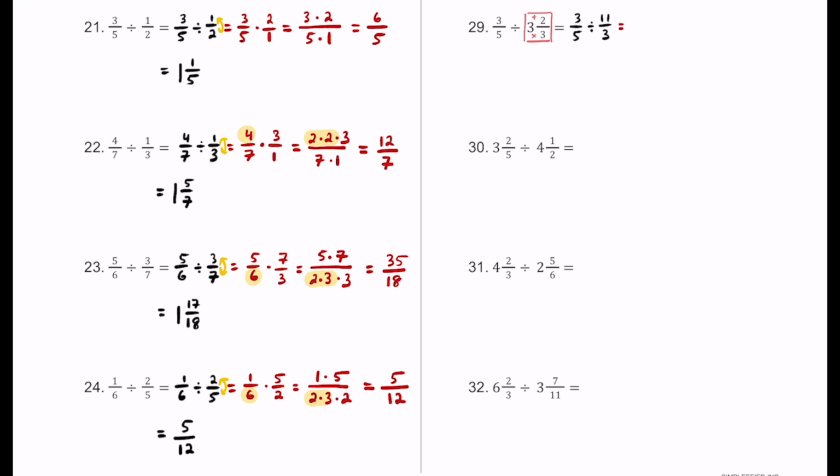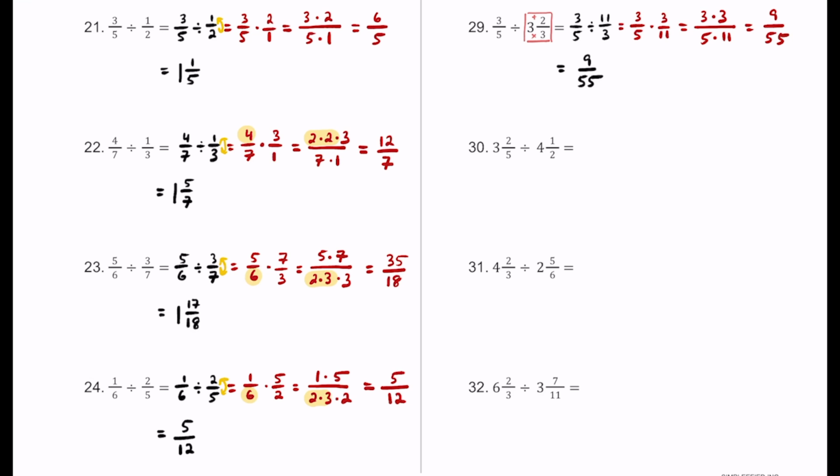Now, as a multiplication problem, this is going to be 3 over 5 multiplied by 3 over 11. Now, I don't think anything can cancel out or be broken down because everything is prime. 3, 5, and 11 are all prime. 3 times 3 is going to be 9, and 5 times 11 is going to be 55. So the answer here is just going to be 9 over 55.